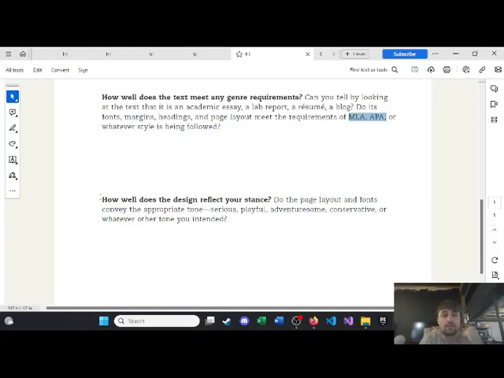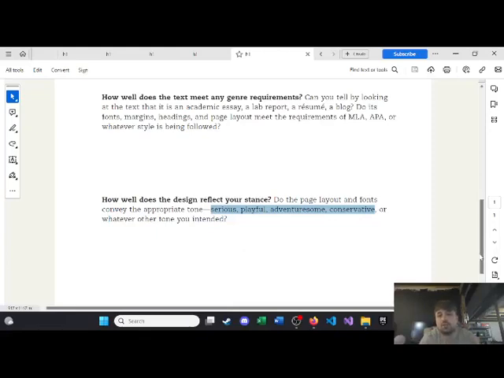All right, and the last question here, how does the design reflect your stance? So that's your attitude. And you could have different attitudes, right? Serious attitude, playful, adventurous, conservative attitudes. Those are all attitudes you could have. You could perform those attitudes by having a specific tone, right? But the most important thing is are you achieving the tone that you intended? So you might have this tone in mind, that's how you want to come across. Are you achieving that? Are you executing what you intended, basically?